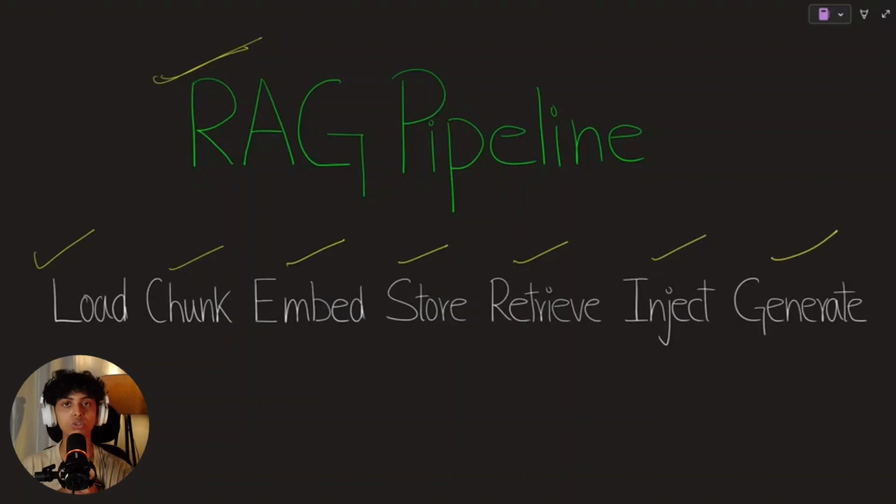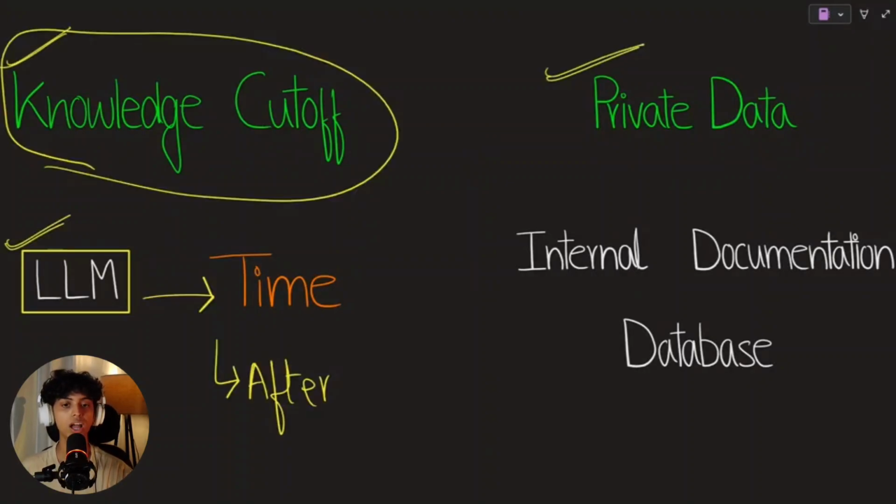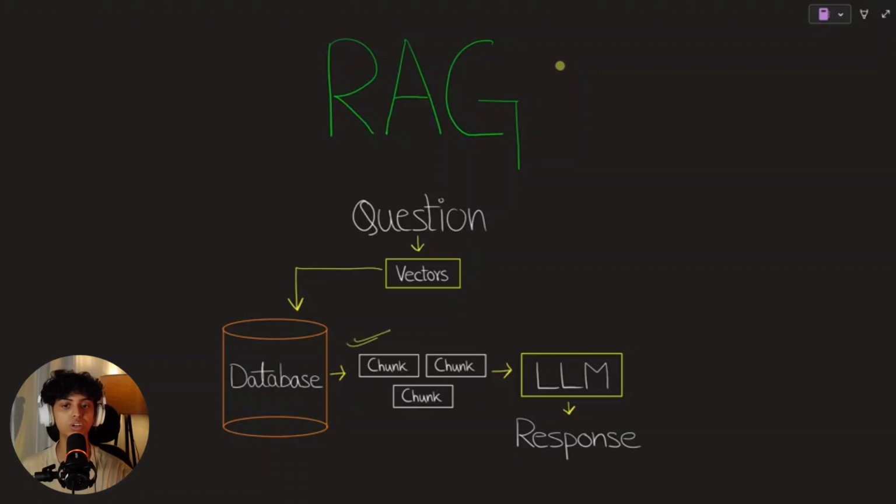Alright, so I think we have a good idea about RAG now. So let's revise everything from the beginning. Alright, so we'll start with the problem. So RAG was created because LLMs have a knowledge cutoff and have no access to private data. And RAG fixes this by retrieving the most relevant information at query time and injecting it into the prompt.